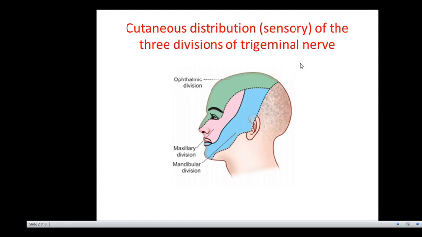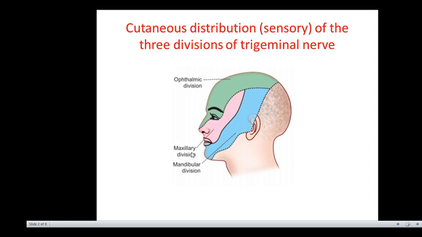Three divisions of the trigeminal nerve. Number one, that is the ophthalmic division. So this is actually the cutaneous distribution, that is the ophthalmic division, from here to here.